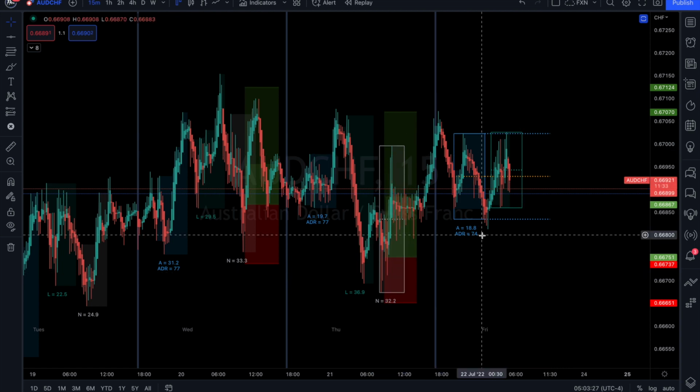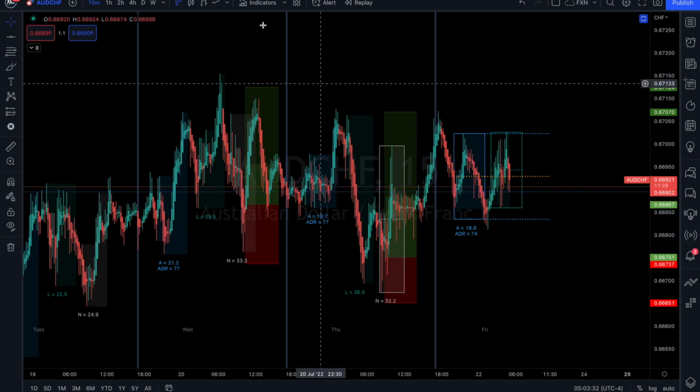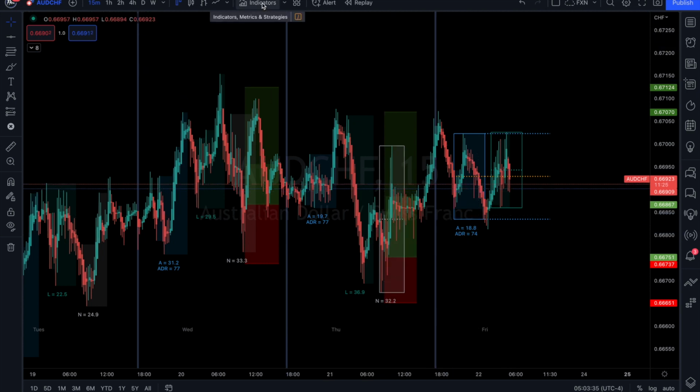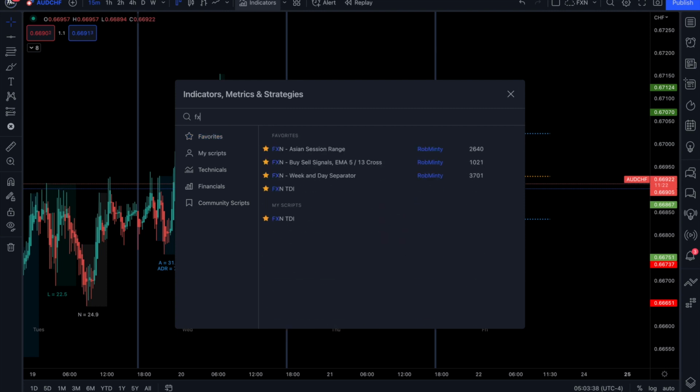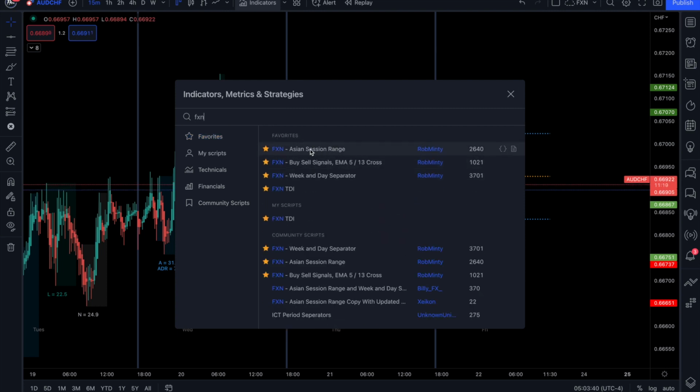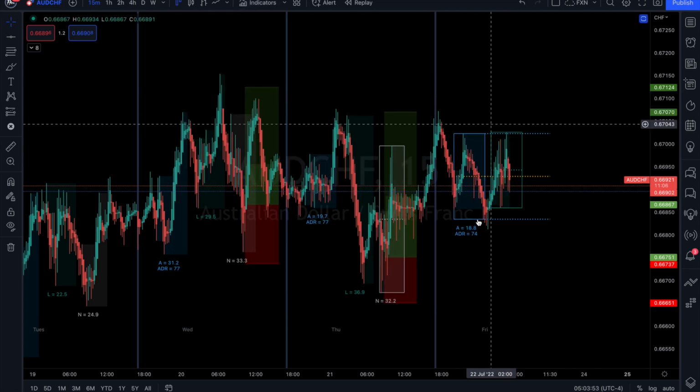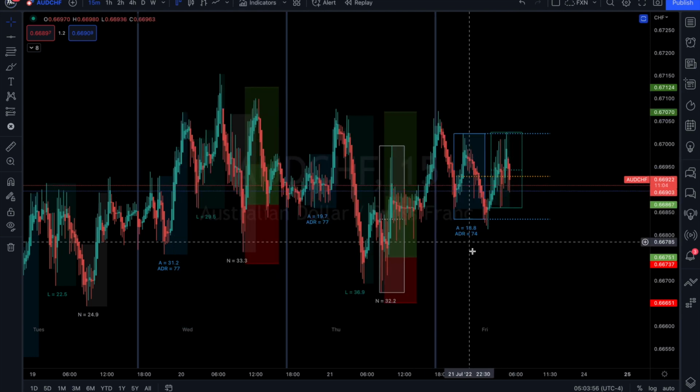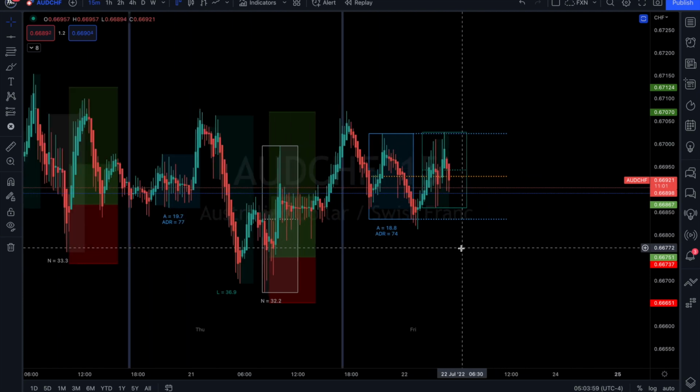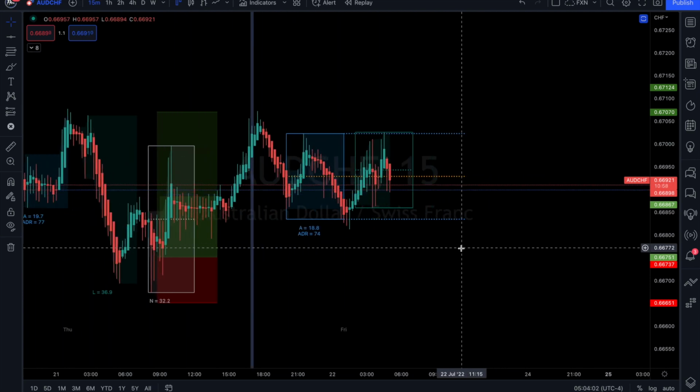If you guys do not know about our indicators, all you have to do is search indicators here on TradingView and type in FXN, and click on this sessions. All of the official indicators are made by Rob Minty. Just click on the Asian session range boxes here, and it'll produce these specific indicators for you. This basically breaks down the London, Asian, and New York sessions for the trade setups that we look for.